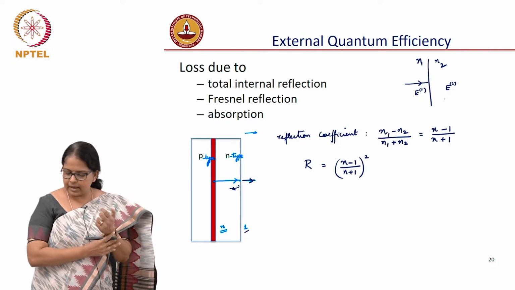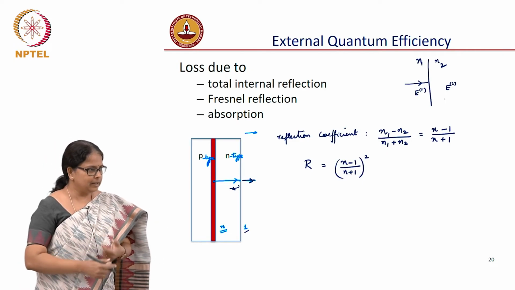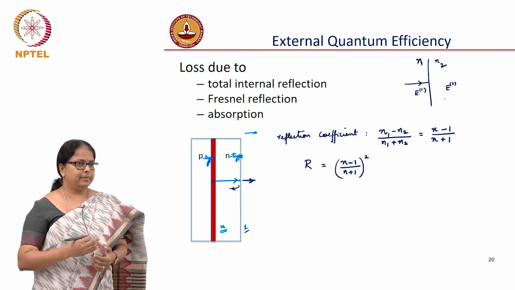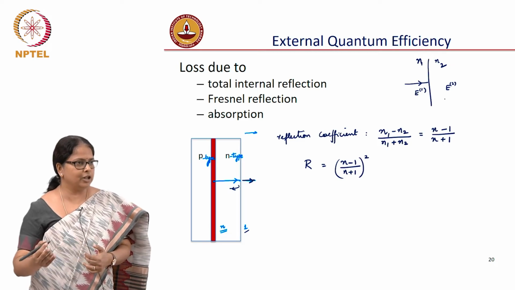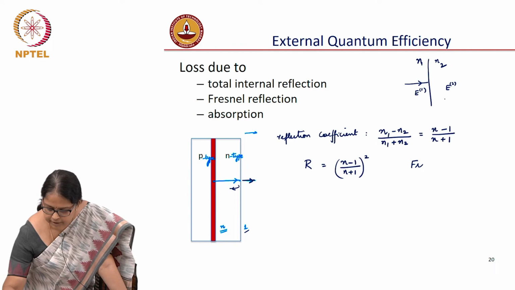As far as capital R is concerned, it may not matter whether you write it as n minus 1 or 1 minus n, but for the ratio of fields it will matter, because if you have put a wrong sign, the phase change will be different. And this is your Fresnel reflection.